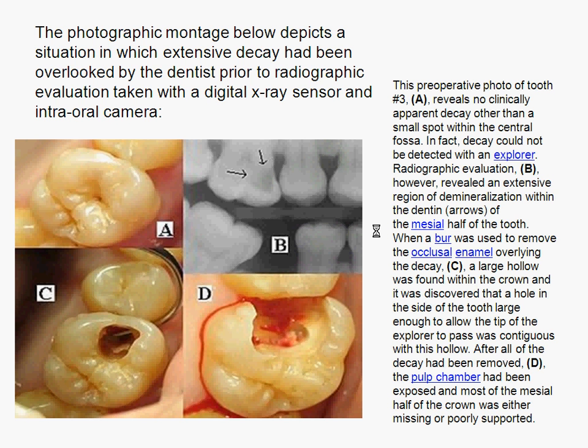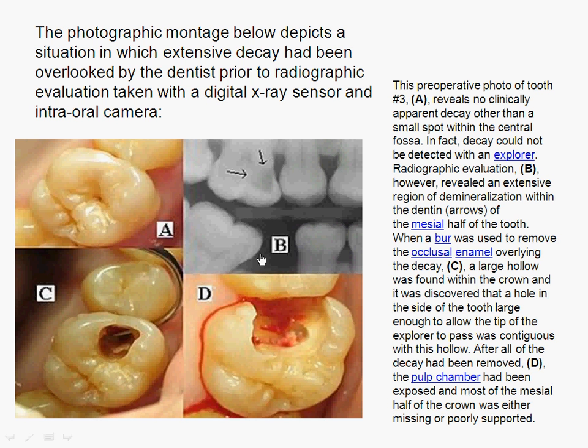This photographic montage below depicts a situation in which extensive decay had been overlooked by the dentist prior to radiographic evaluation taken with a digital X-ray sensor and intraoral camera. Now look at picture A on the top left. This preoperative photo of tooth number 3 reveals no clinically apparent decay other than a small spot within the central fossa. In fact, decay could not be detected with a traditional explorer.